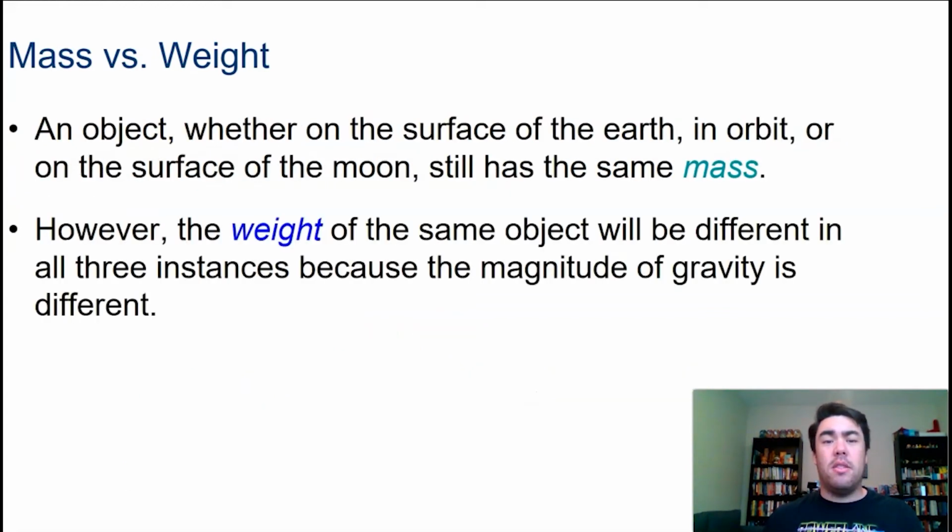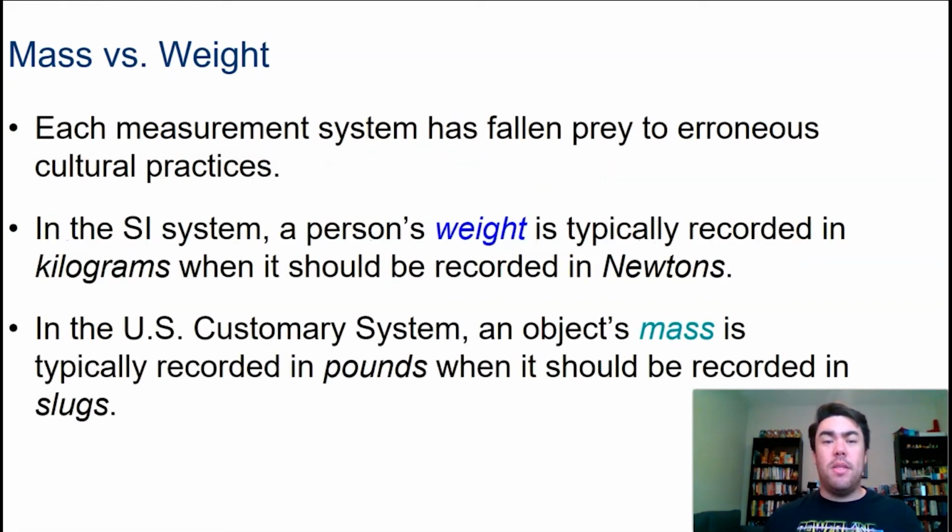An object, whether on the surface of the Earth, in orbit, or on the surface of the Moon, still has the same mass. However, the weight of the object will be different in all three instances because the magnitude of gravity is different. Each measurement system has fallen prey to erroneous cultural practices.